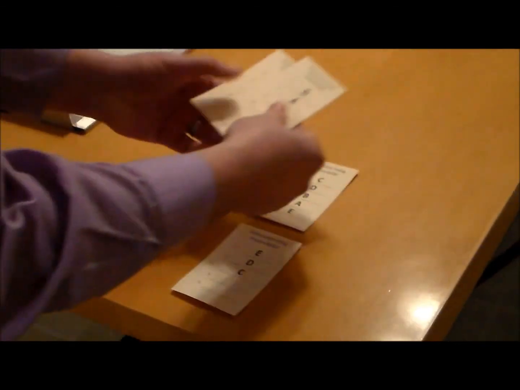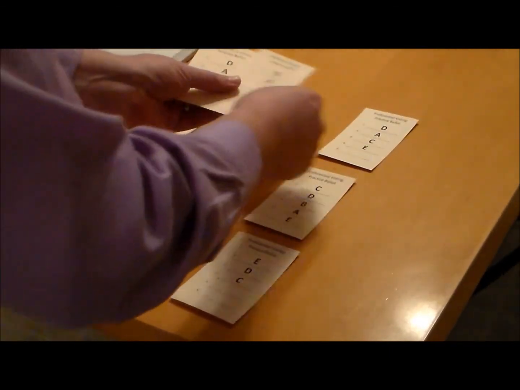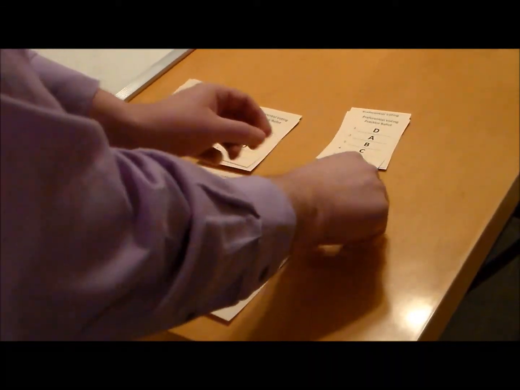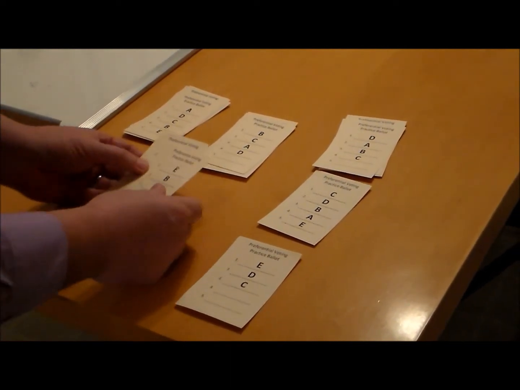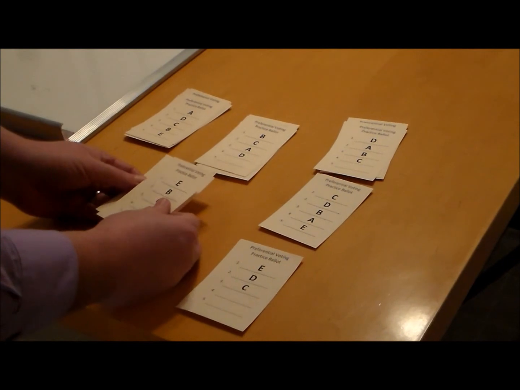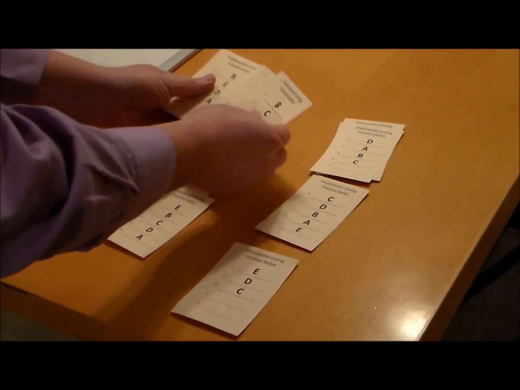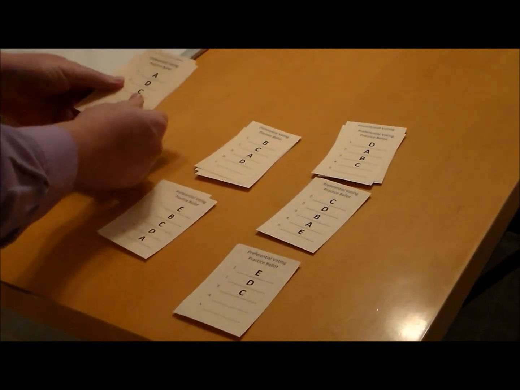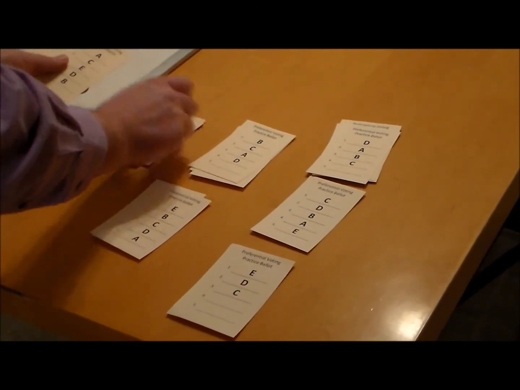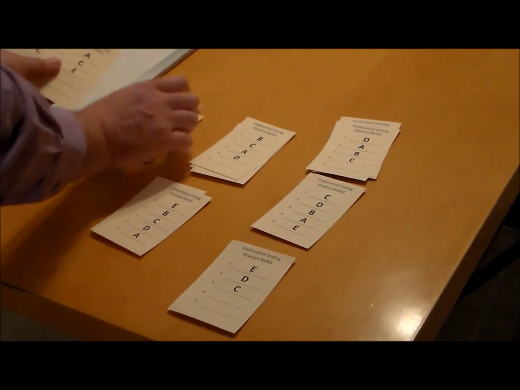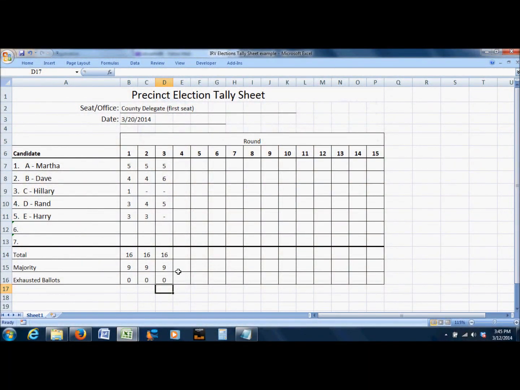Rand, pile D, has 1, 2, 3, 4, 5 votes. We still have not achieved the 9. Dave has 1, 2, 3, 4, 5, 6. Still not achieved the 9. And Martha has 1, 2, 3, 4, 5. Round 3's results are then put in the third column.